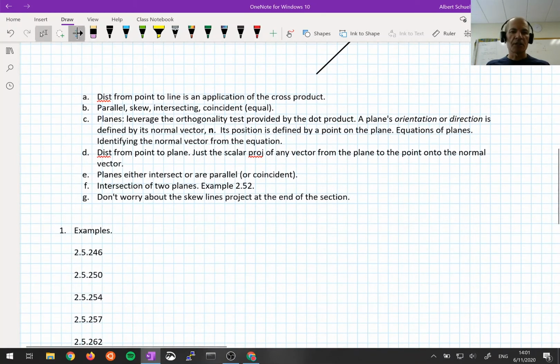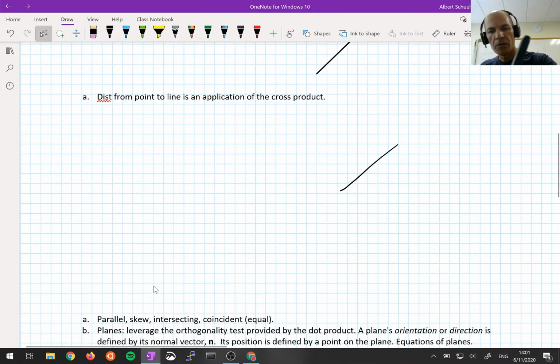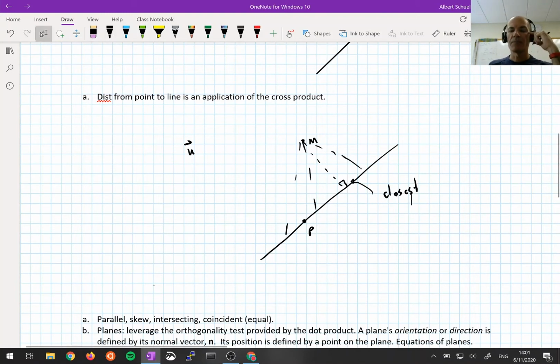All right, the distance from a point to a line. If you have a line with a direction u and a point on the line P, and you've got some other point, say M, off the line, the distance from the point off the line to the line is the closest distance, right? There are lots of possible distances, but the one that makes a right angle with the line is the closest, and this is the distance that we seek. How do we figure out this distance? It turns out to actually be closely related to the cross product.